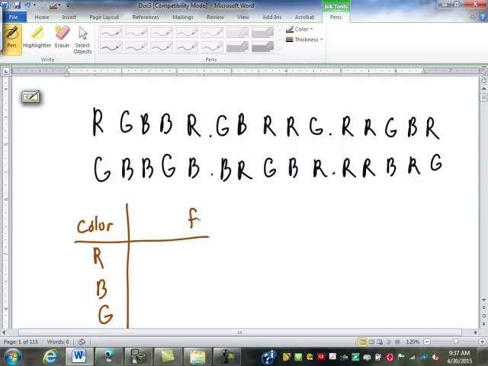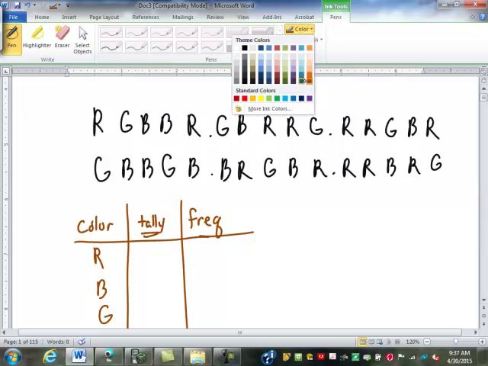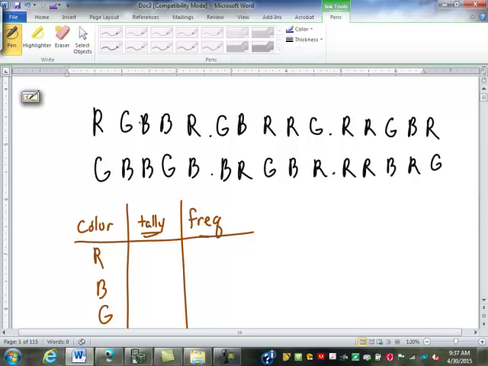Now over here, I want to list the frequency. Notice I left a little gap there. In a finished table, I would never have this in there, but while I'm working with a table, I usually add a column for tallies. So what I'm actually doing there is simply looking up at my list. There's a red, put a tally there. Green, tally for green. Blue and blue, tally, tally.